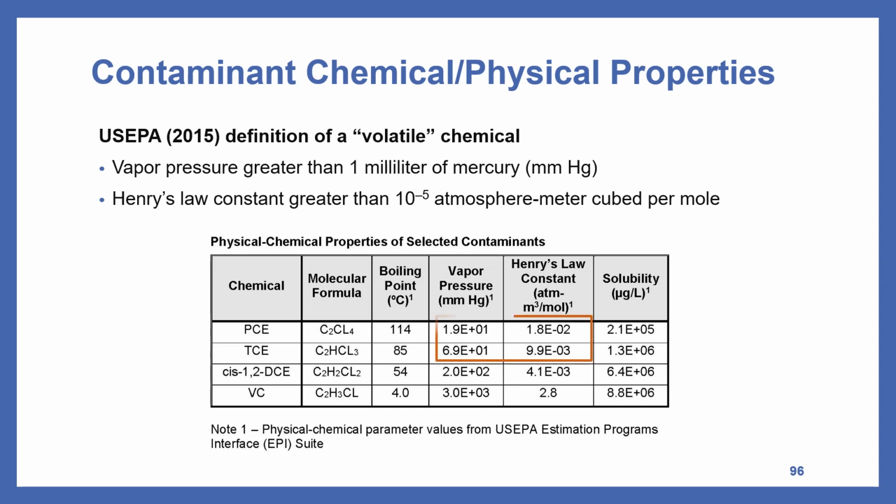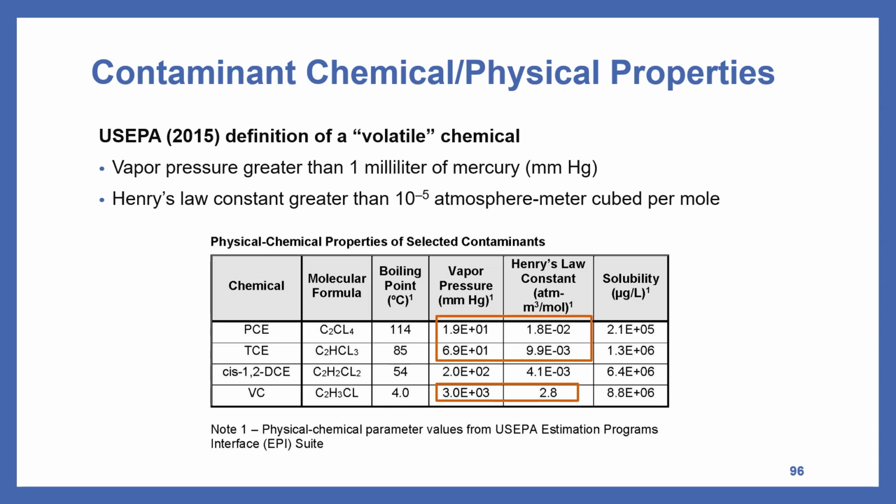For PCE and TCE, if you compare the vapor pressures, TCE is about three times the vapor pressure of PCE, meaning it has a greater propensity to volatilize from the NAPL phase. We have a slightly reverse situation in terms of the Henry's law constant, with PCE about twice the propensity to volatilize from groundwater. And then comparing both of those to vinyl chloride, it has a much, much higher vapor pressure and Henry's law constant. It really wants to be in the vapor phase, a highly volatile contaminant.